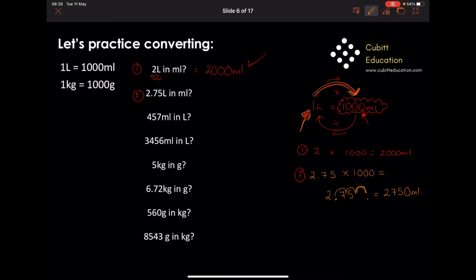Okay, so hopefully that's not too difficult for you so far. Let's move on to question number 3. Now, question number 3 says that I want to go from millilitres to litres, which means we're going to do the opposite now. So I'm still using the same colour because I've got a feeling I'm going to run out of colours if I don't.